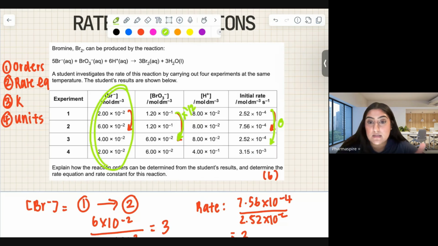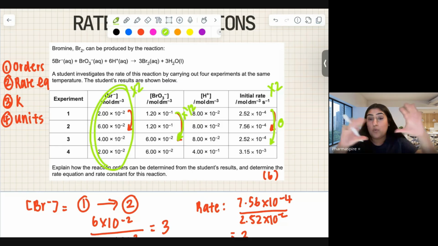Well, Br minus is first order, which means theoretically, if I times it by 3 or times it by 2, then the rate should do the same thing. So I'm saying we times it by 2. If we times that by 2, that should basically be what happens. That's the trend of first order, right? But there's no difference here at all. Why is that the case? Because BrO3 minus is having an effect on the rate at the same time, isn't it? Because these are all 3 things happening at the same time, okay?